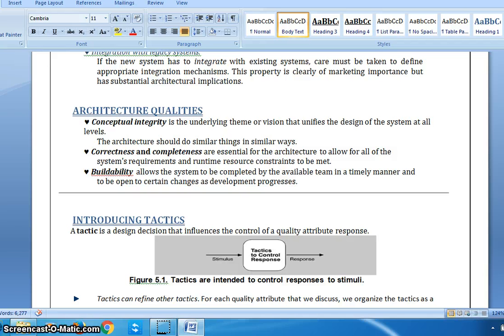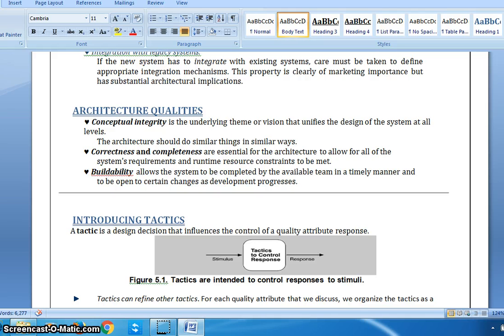So correctness and completeness are essential for the architecture to allow for all of the system requirements and runtime resource constraints to be met. These are the essential qualities for architecture. System requirements will be different for different systems. So until and unless we implement these qualities called correctness and completeness, we cannot build the complete system. That is, it will not meet the system requirements as well as the runtime resource constraints.